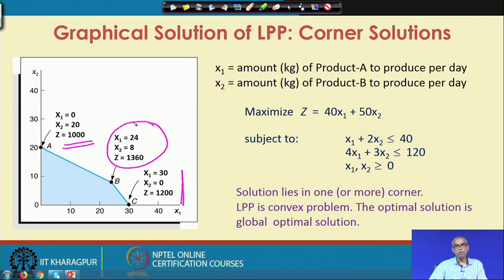A linear programming problem is a convex problem. We have discussed that the objective function is linear, all the constraints are linear. So, the problem is a convex optimization problem. All the constraints are linear, so you can note that the feasible region is also a convex region. Take any 2 points within this region, join them, and every point on this line will lie within this feasible region.